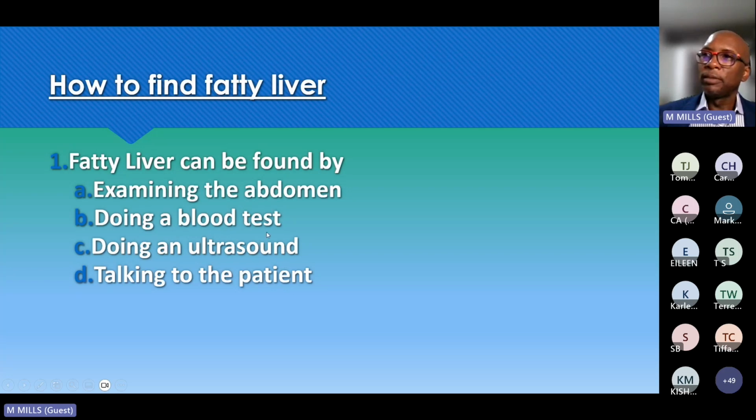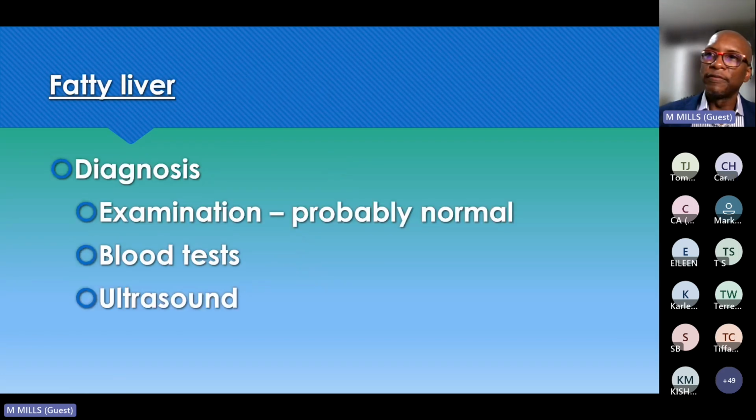Examining the abdomen is not a good way. We may find that the liver is enlarged, but it's not possible to find out if it's from fat. Doing a blood test, again, is not a good way of figuring out if there's fat. Doing an ultrasound is a fairly good way of figuring out if there's fat in the liver. Talking to the patient is not enough. Of all these ways, most individuals would have known because they did an ultrasound. Sometimes a blood test can show inflammation in the liver, and that would cause us to go searching for other causes of inflammation.